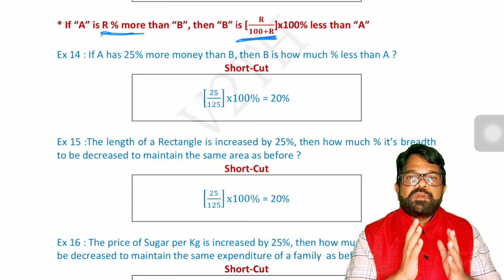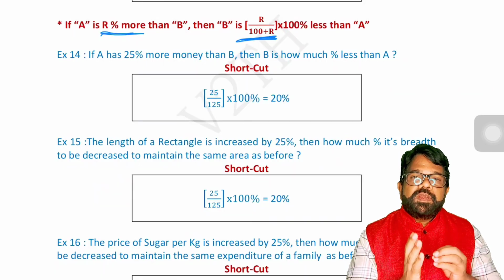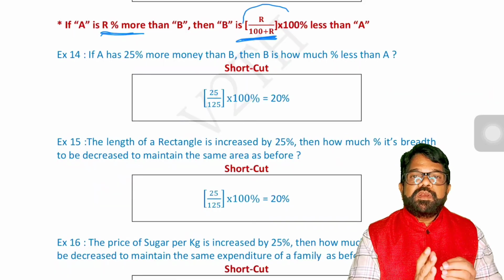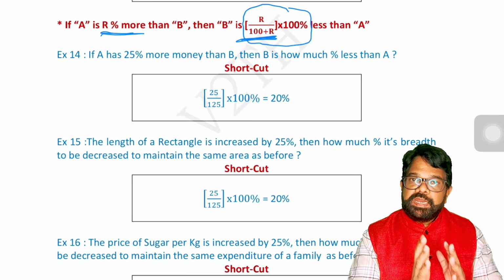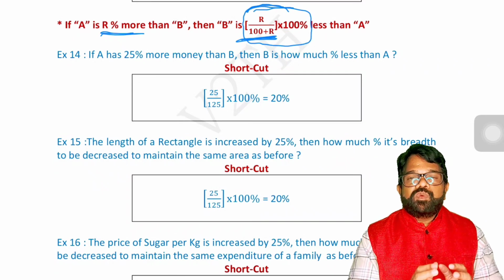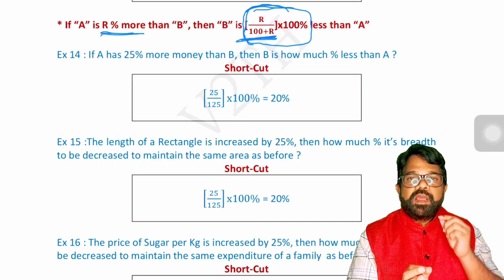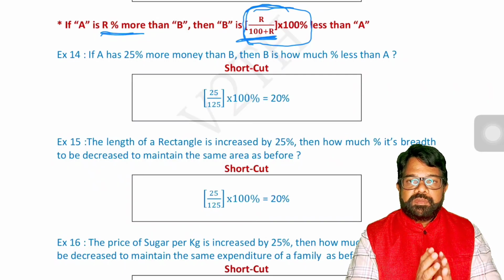If A is R% more than B, then definitely B is less than A. But B is how much percent less than A? R by 100 plus R into 100% less than A. That keynote you have to apply. That is the shortcut. General method is also there. I will discuss with you in general method.